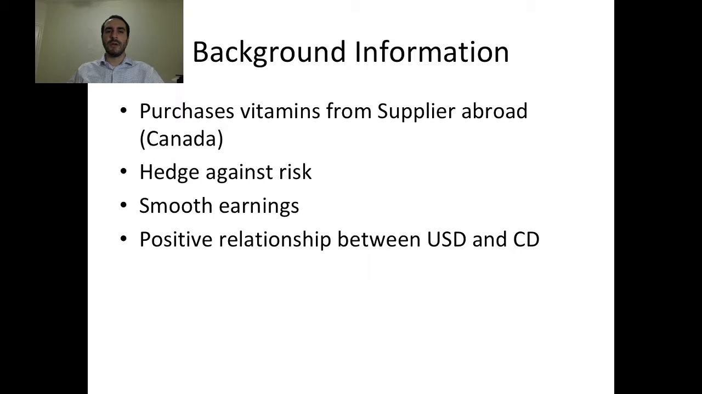Let's take a second to discuss the background information. In this case, we are presented with Delio Food Company. Delio is a fast food company that purchases vitamins for its products from a supplier abroad. Delio recognizes that currency fluctuations impact its financial statements, and therefore, they are looking for a financial hedging instrument that would reduce the company's risk and smooth earnings. The text does not specify which country Delio's supplier is located in. It rather gives us a list of countries and currencies to choose from. For the purposes of this project, I chose Canada.